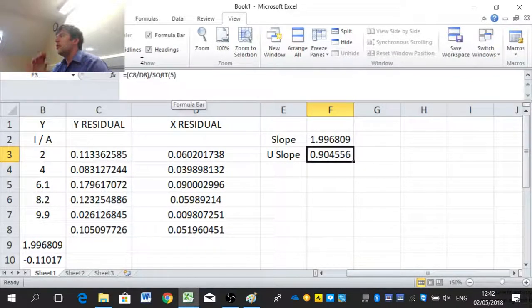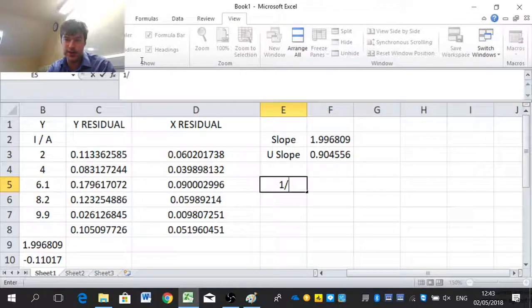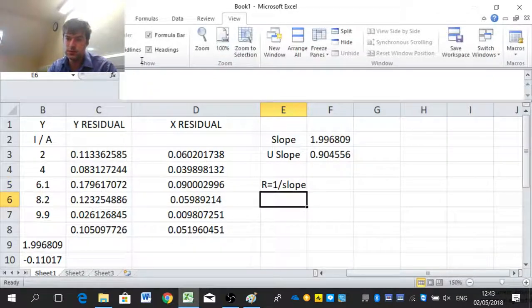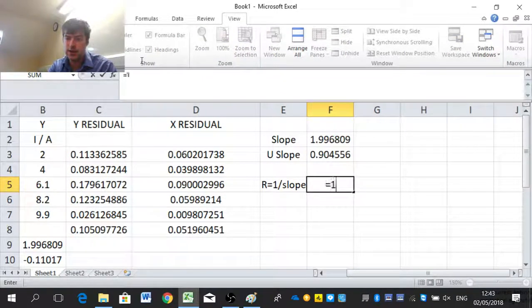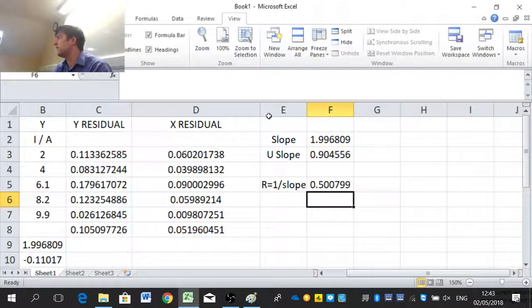But just like with Ohm's law, and with Newton's law, in these experiments you don't care about the slope. It's actually 1 over the slope. Okay, so here let's calculate 1 over the slope. What's that? The resistance, isn't it? Equals 1 over the slope. So what's the resistance here? It's 0.5 ohms. How did you do that? Just 1 over F2. Yeah. Now, the last part is the uncertainty of R.